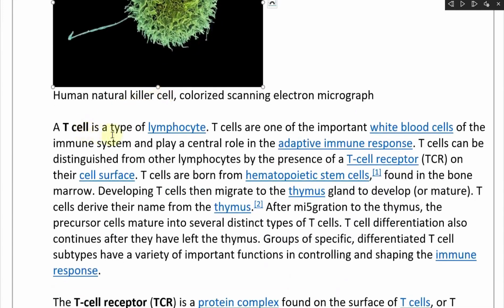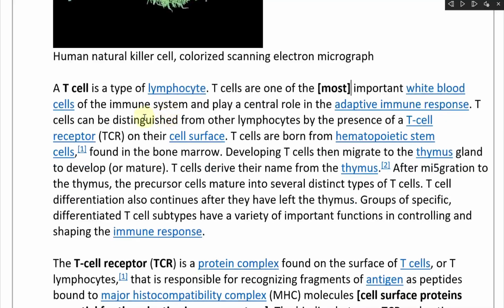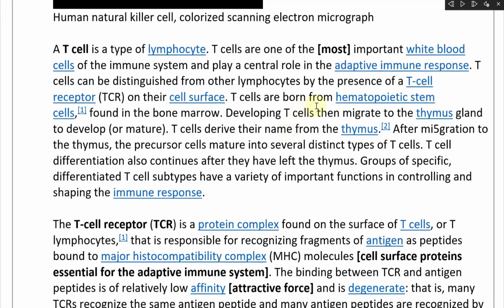And going over a T cell. T cell is a type of lymphocyte. T cells are one of the most important white blood cells of the immune system and play a central role in the adaptive immune response. T cells can be distinguished from other lymphocytes by the presence of a T cell receptor, TCR, on their cell surface. T cells are born from hematopoietic stem cells found in the bone marrow, and developing T cells then migrate to the thymus gland to develop or mature.